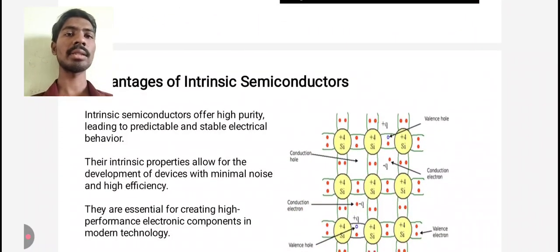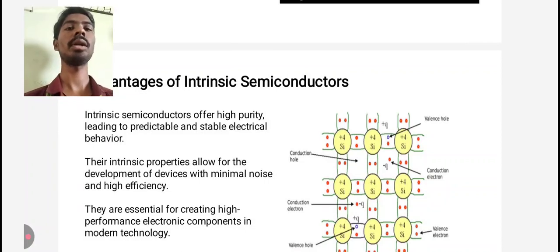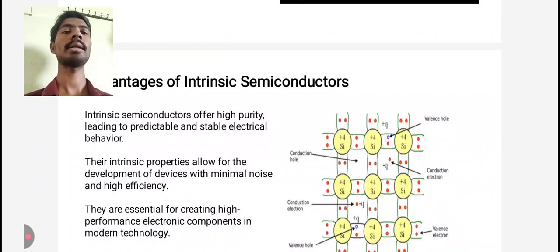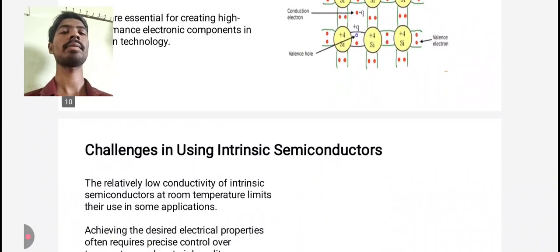Advantages of intrinsic semiconductors. Intrinsic semiconductors offer purity, leading to predictable and stable electrical behavior. They allow for the development of devices with minimal noise and high efficiency. These are essential for creating high performance electronic components in modern technology.